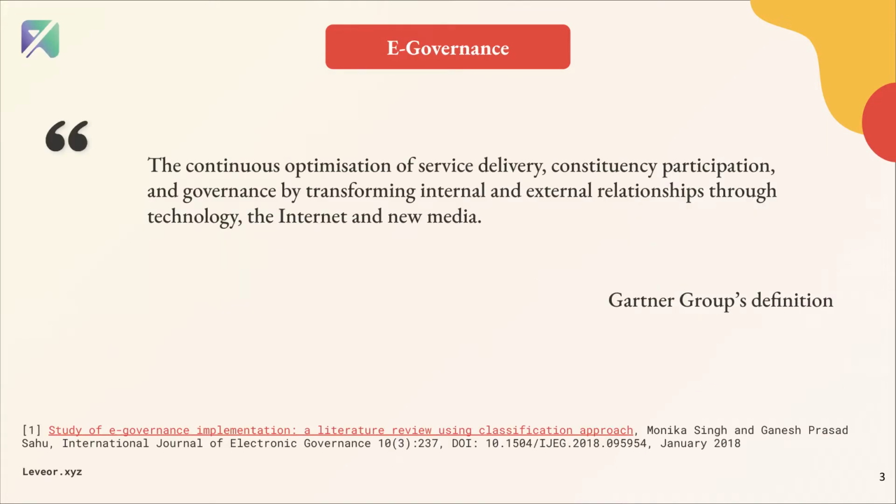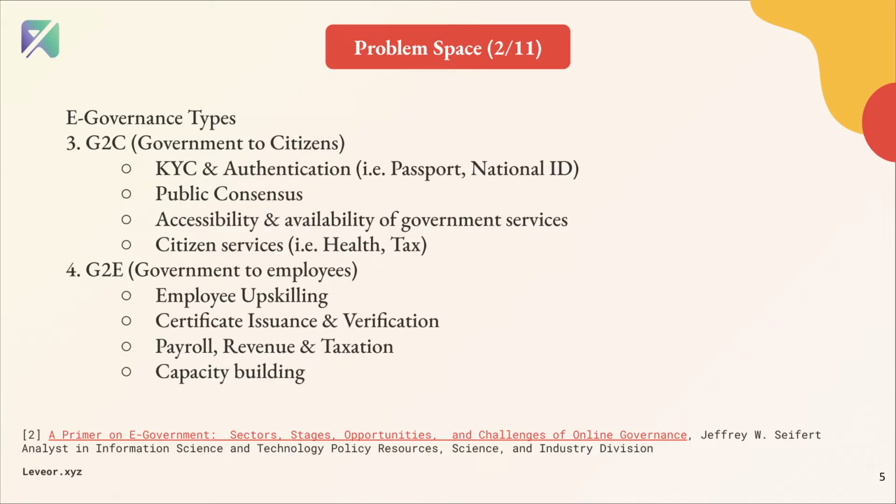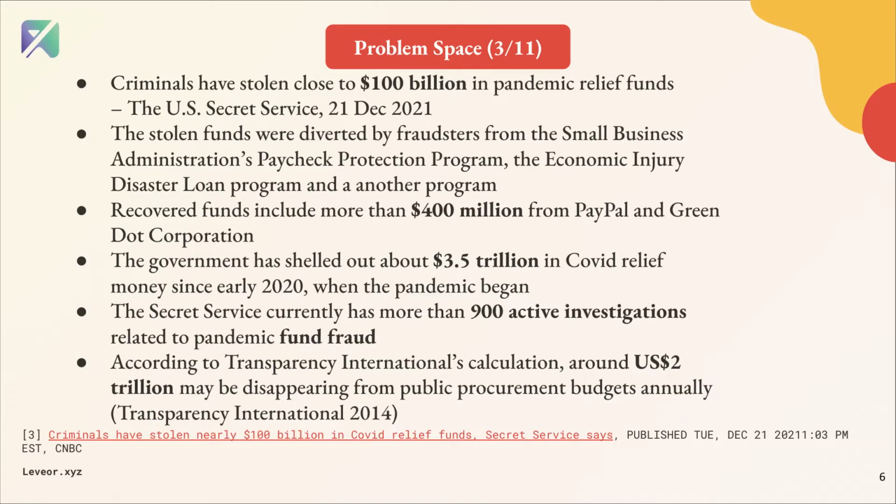So let's kick things off with the definition of e-governance. Gartner Group's definition says it's a continuous optimization of service delivery and governance, focusing on internal and external relationships. Now, e-governance has four major types. Number one is G2G, which enables seamless interaction among different government entities. Number two is G2B, which enables the business community to interact with the government by using e-governance tools. Then comes G2C, which defines how government takes care of its citizens. And last but not the least, there's G2E, where government provides services to its employees. OpenGovt addresses all of these e-governance types.